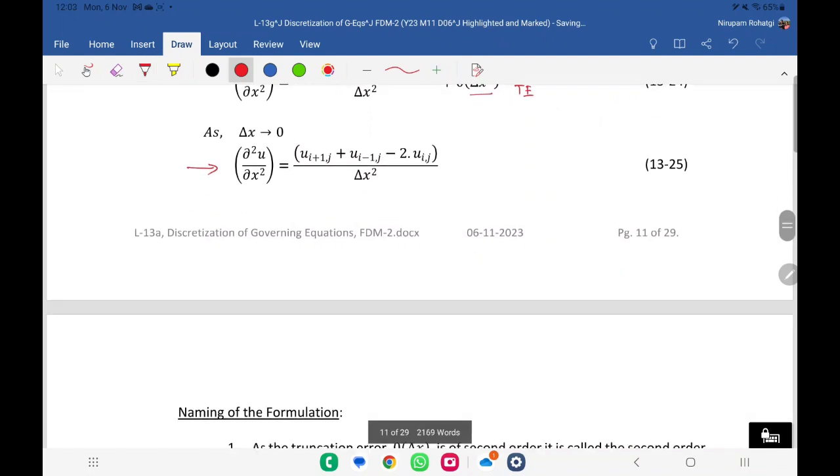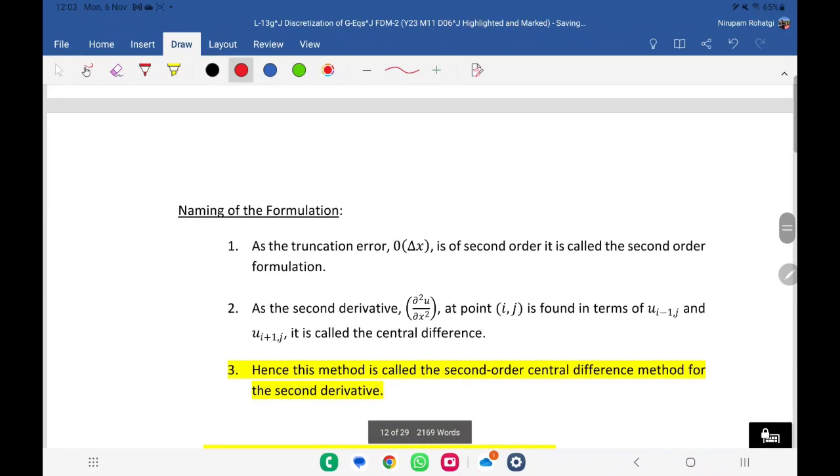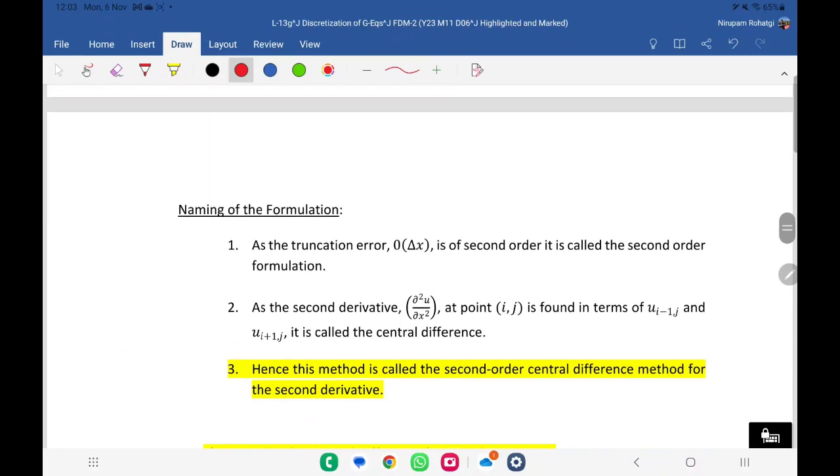Okay. And so what is this formulation called? Here truncation error is of second order. The points considered are central difference because you are considering both left and right. Of course, the current point is also taken into account. So this is called second order central difference for second derivative. Okay.